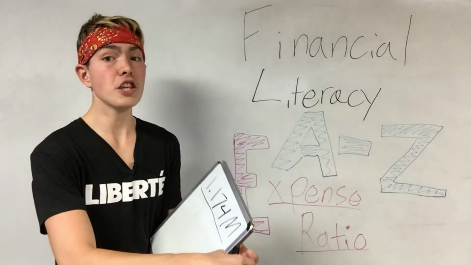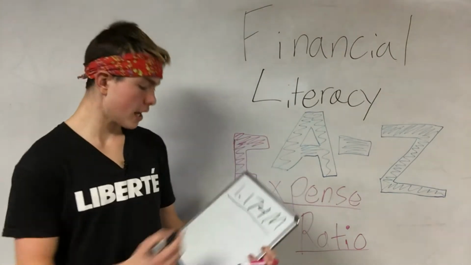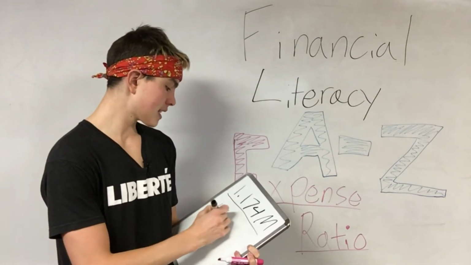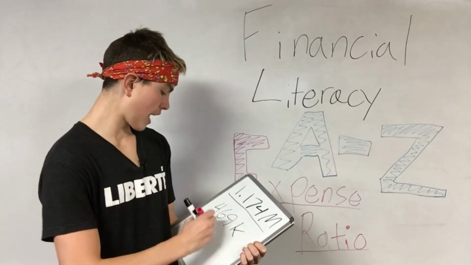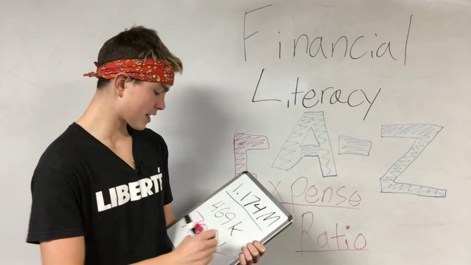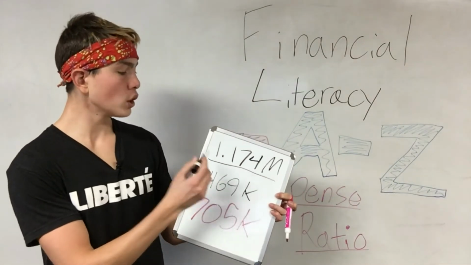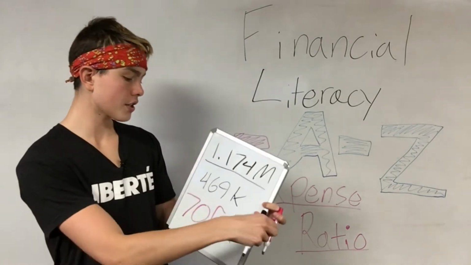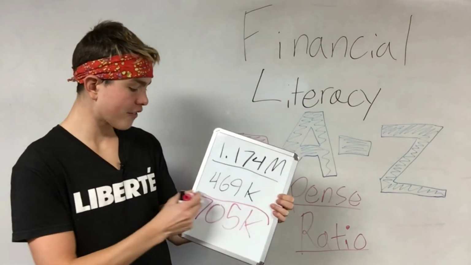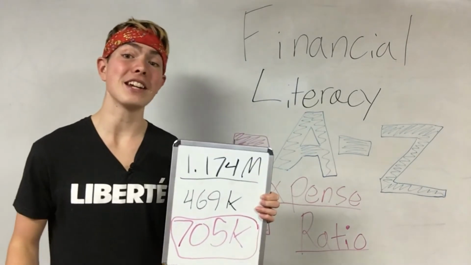Well, the money that you actually see because of that expense ratio, you actually only see $469,000. So that is a difference of $705,000, guys. So look at this difference. All right, so your money brought a return of over $1 million. However, you only see $469,000. This $705,000 is going straight into the pockets of that asset manager, guys.